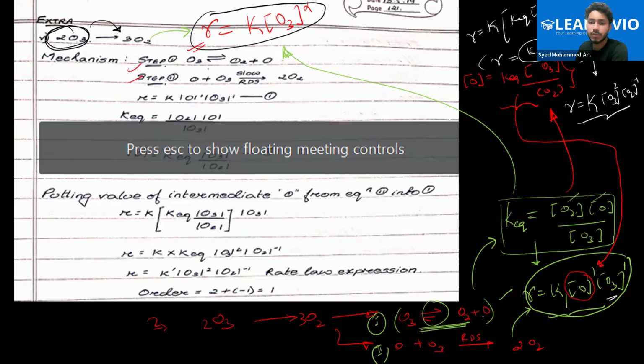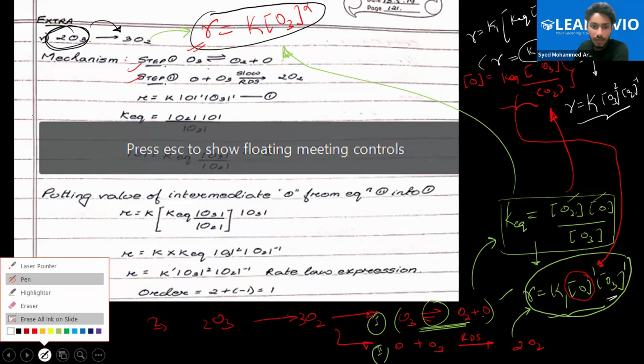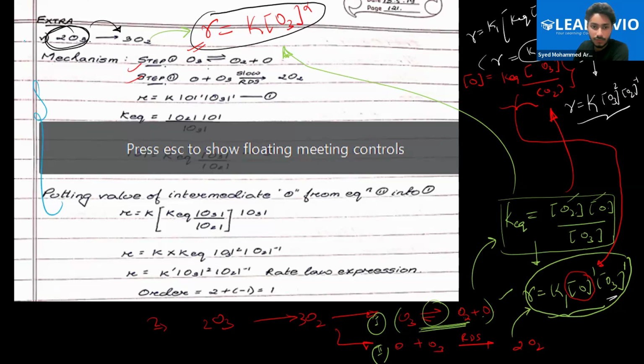And this is the exception question. So mark this question as exception. This is the exception question. Why? Because I want the expression like this, but I'll get the expression like this.